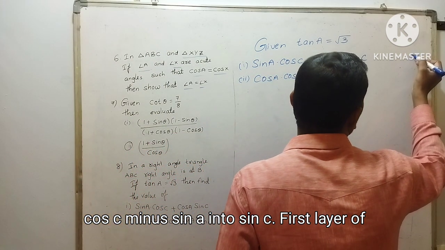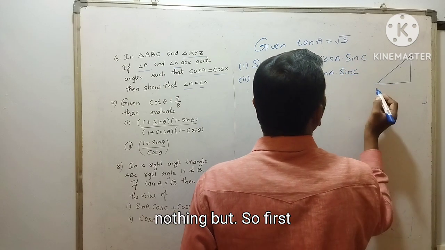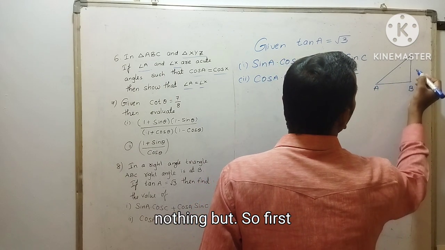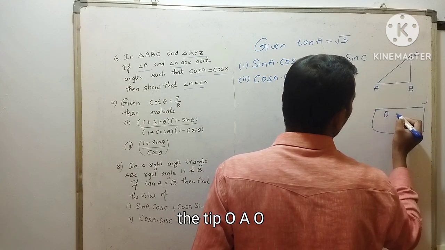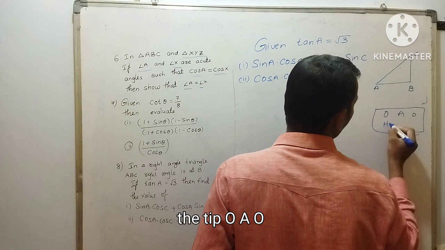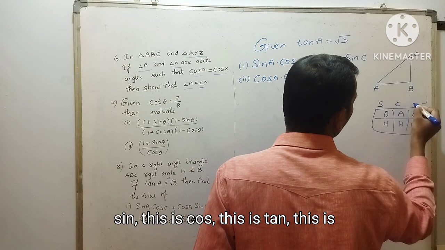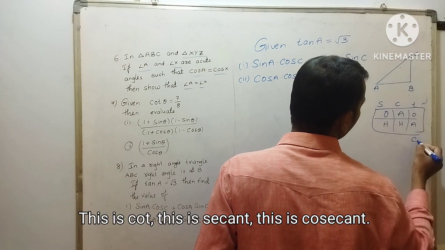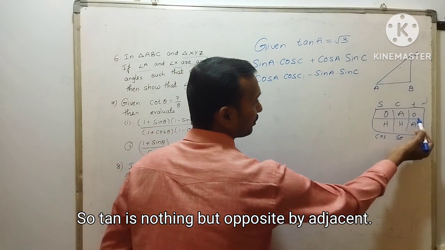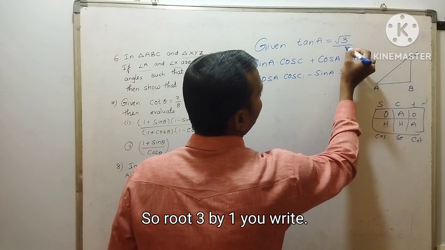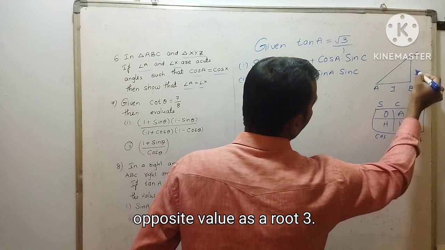First, draw a rough sketch. First we will write the trigonometric ratios: OAO, HHA. So this is sine, this is cos, this is tan, this is cot, this is secant, this is cosecant. So tan is nothing but opposite by adjacent. So root 3 by 1 you write. Then you can take adjacent value as 1, opposite value as root 3.